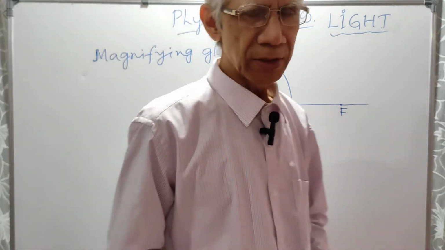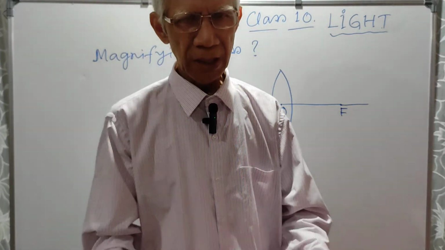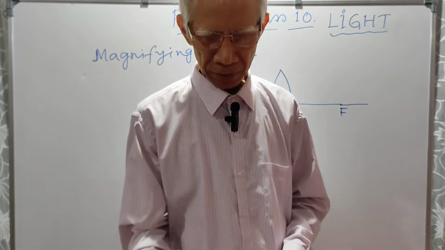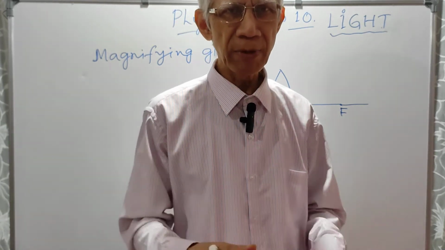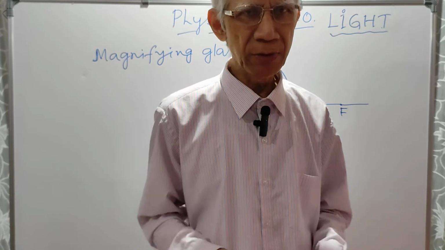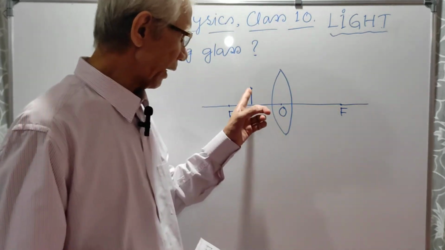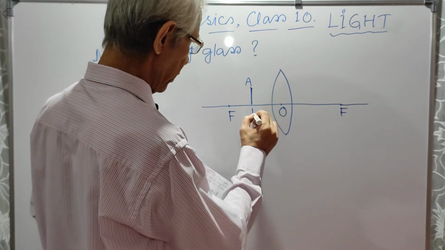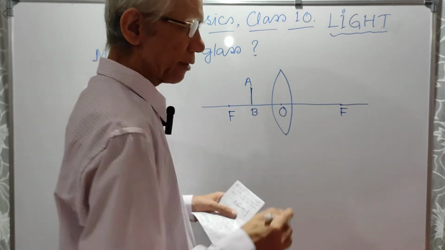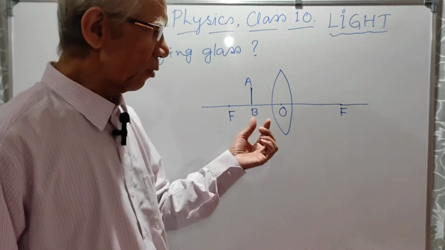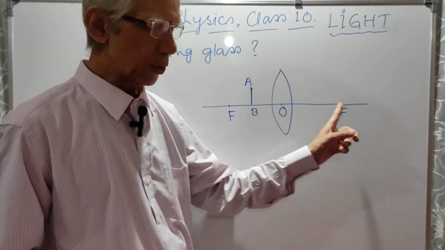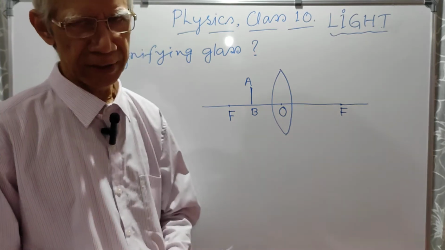Now, a magnifying glass is used to see a magnified image of a small object. For example, for reading purposes, small letters can be magnified so that it becomes easy to read. So, suppose this AB is a letter. Now, you are positioned here. Your eyes are on this side. So, you are using a magnifying glass to see this letter.